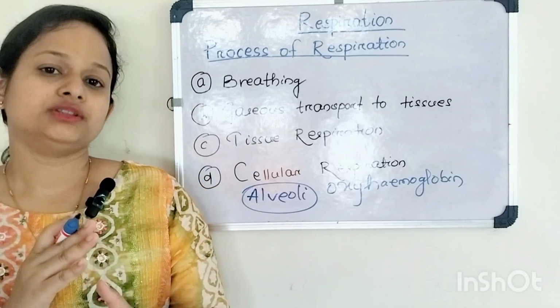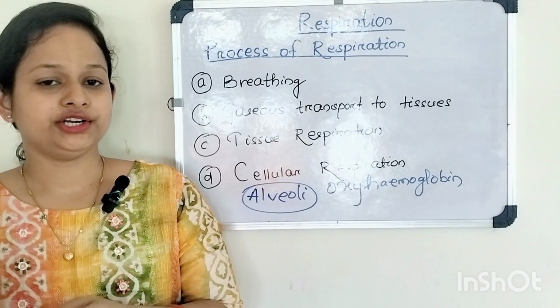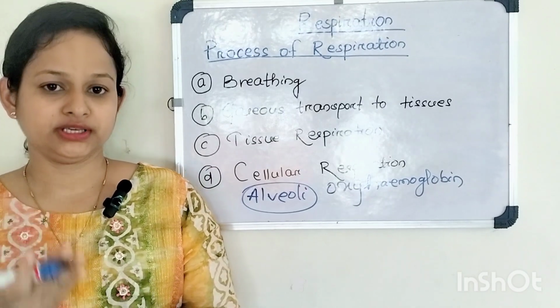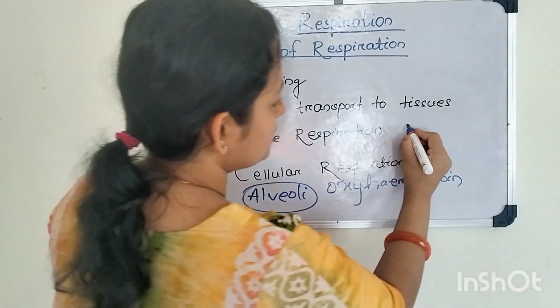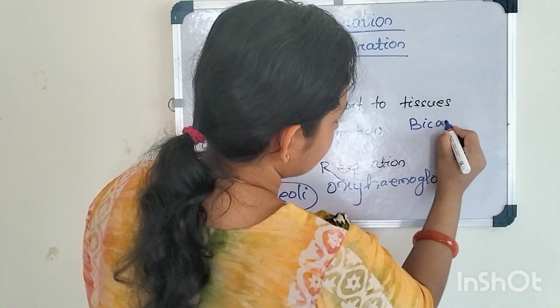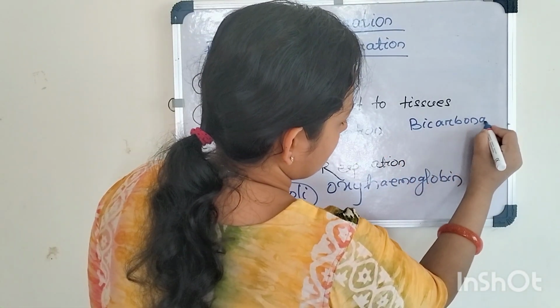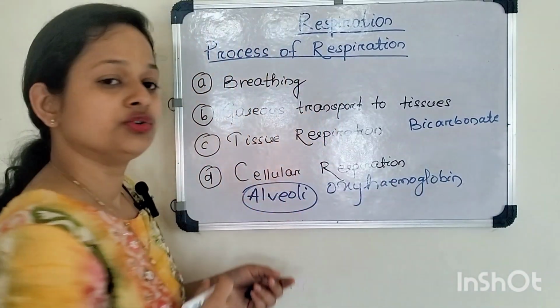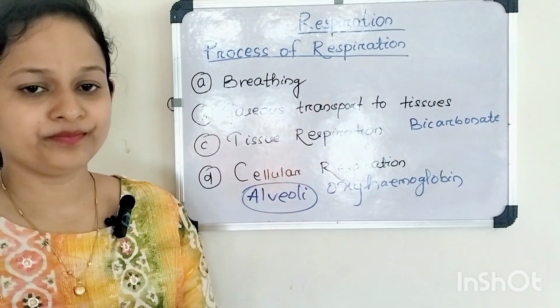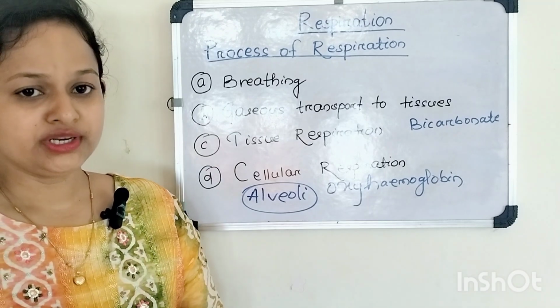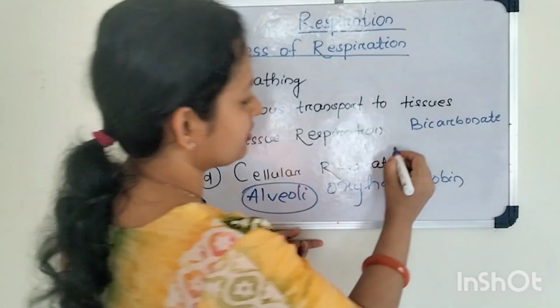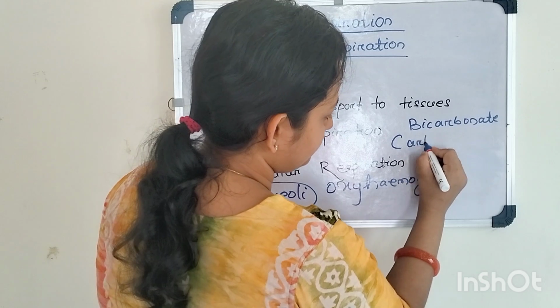So the carbon dioxide returns back to the blood in two forms. It may be in the form of bicarbonate, which is present in the plasma, and in the second form it may be mixed with the hemoglobin, and it will form carbaminohemoglobin.